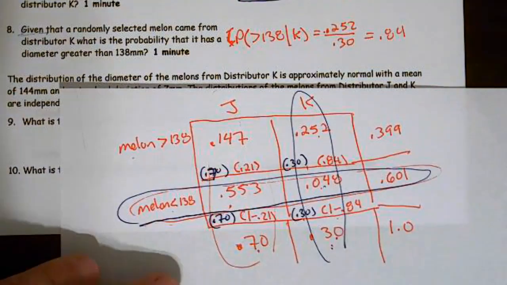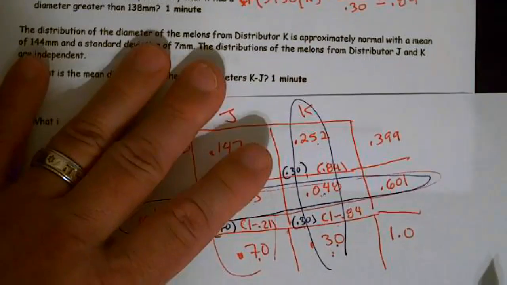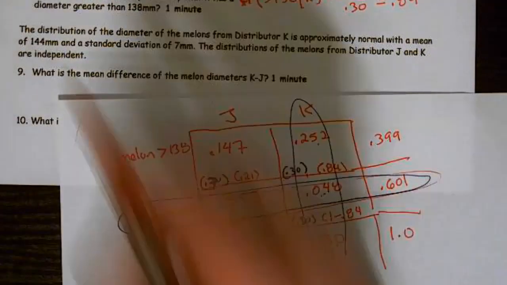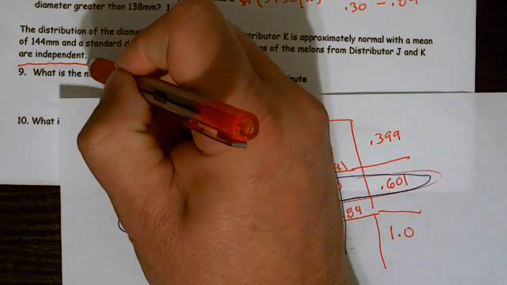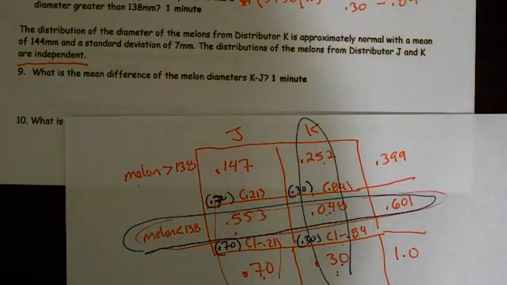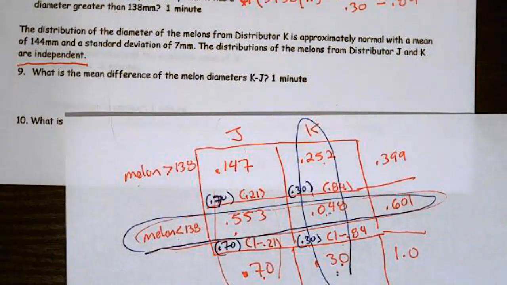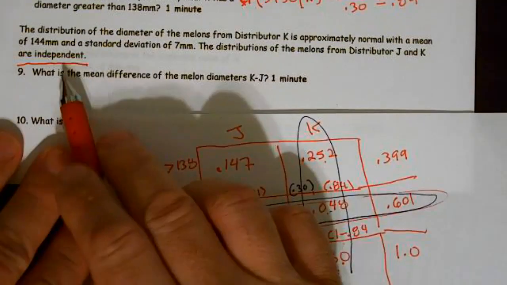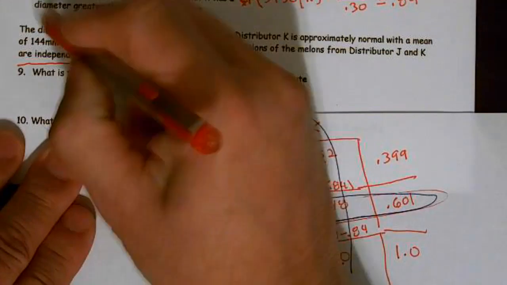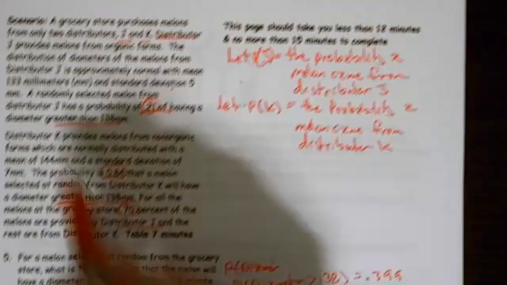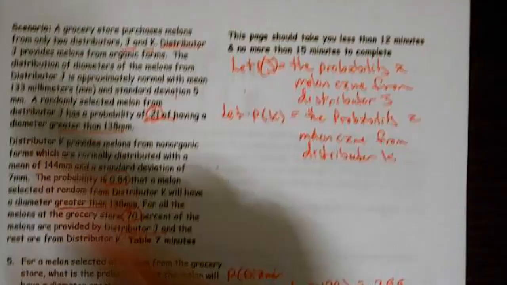All right. Next thing. The distribution of melon diameters from K is approximately normal with a mean of 144 and a standard deviation. The distributions are independent. Ooh, important phrase. What is the mean difference? All right. Well, right here it tells me it's 144. That's from K. And I go back all the way up here and they tell me it's 133.